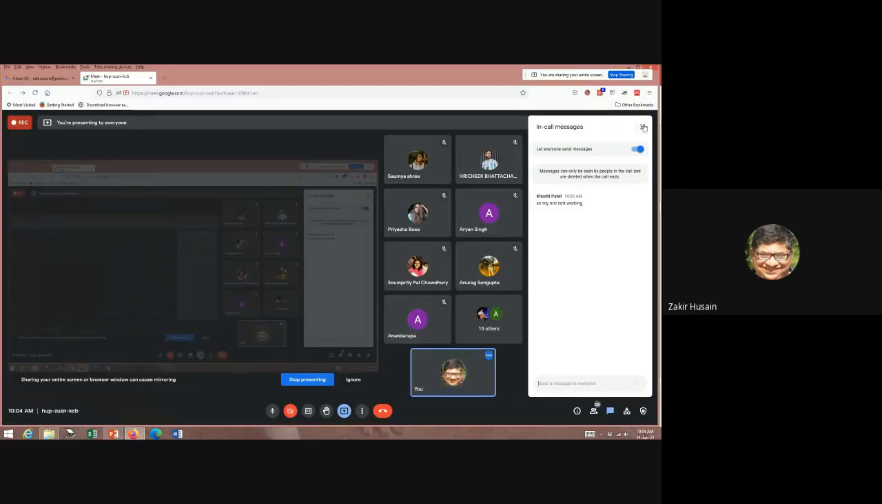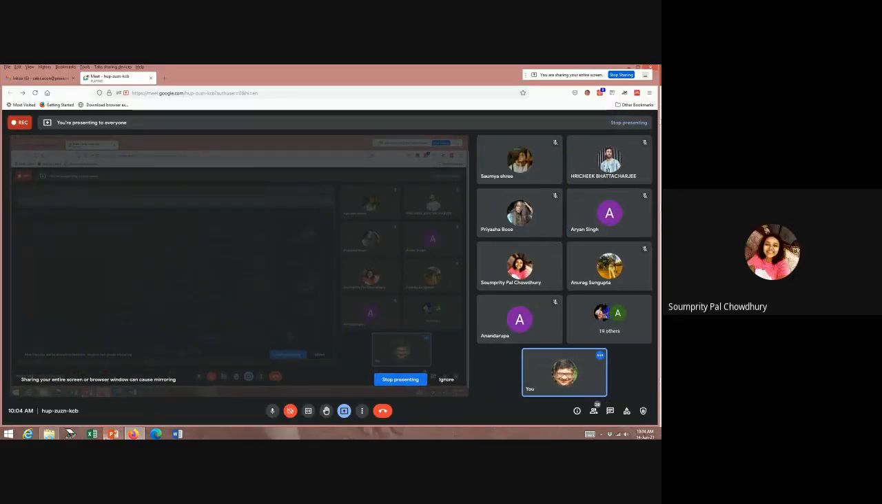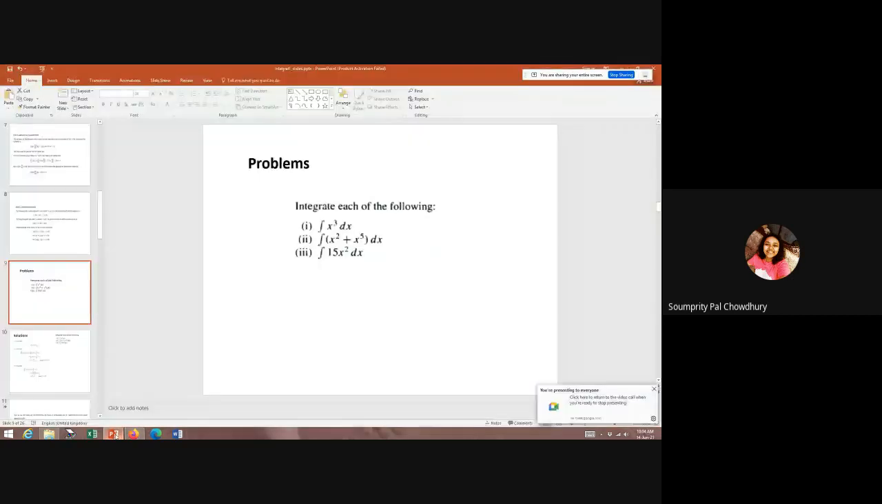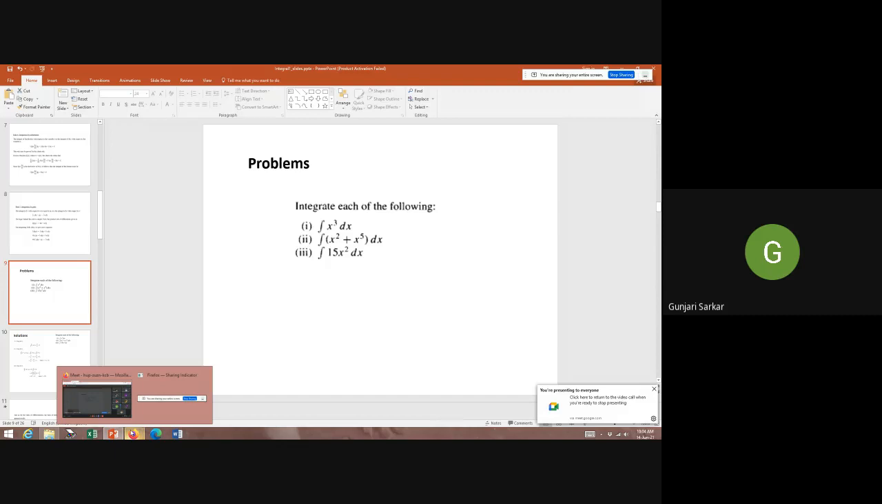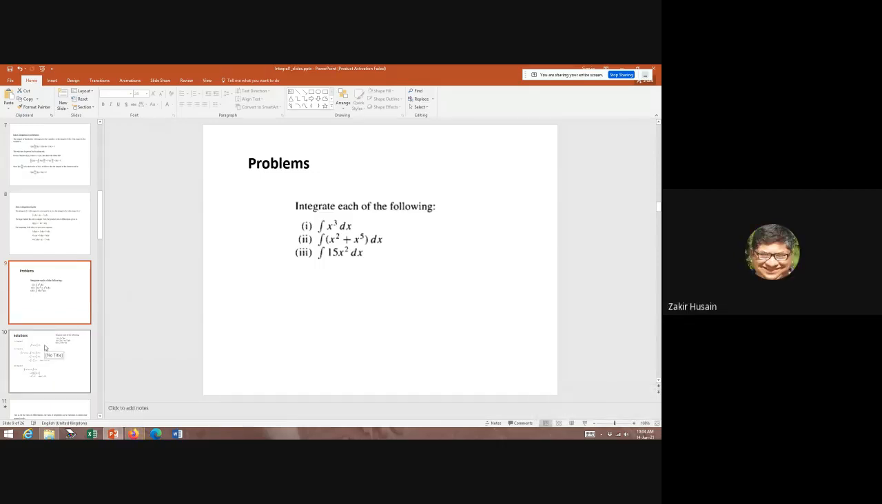Someone else. Gunjari. Second one is x cube by 3 plus x to the power 6 by 6 plus c. Okay, yeah. I'm sorry, I misheard the next one. Okay. The last one, let's see.